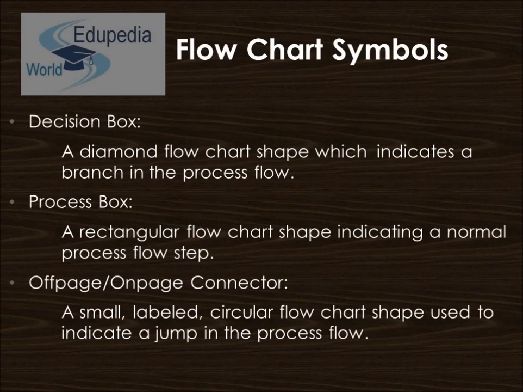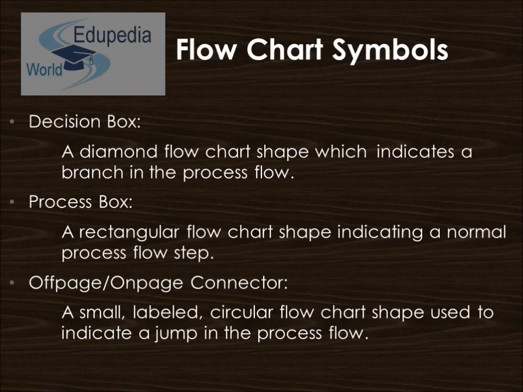Then comes the decision box. It is a diamond flowchart shape which indicates a branch in the process flow. It comes where a decision is necessary, commonly a yes or no question or a true or false test. It usually has two arrows coming out of it, one corresponding to yes or true while the other corresponds to no or false.